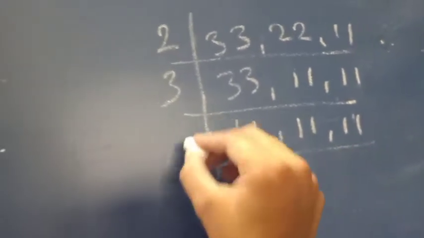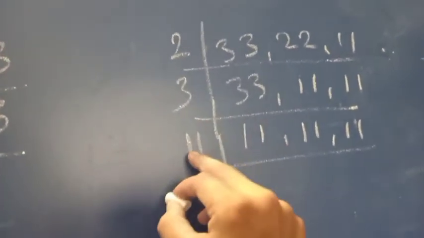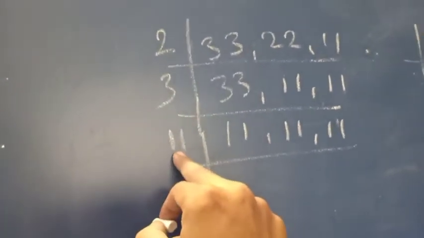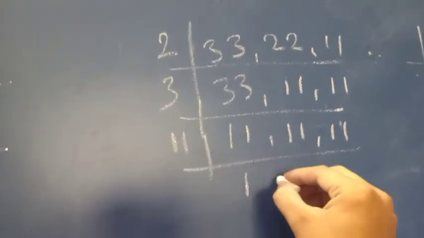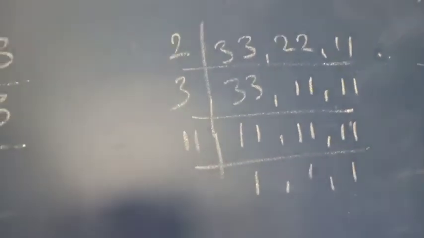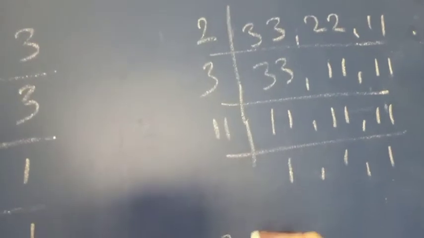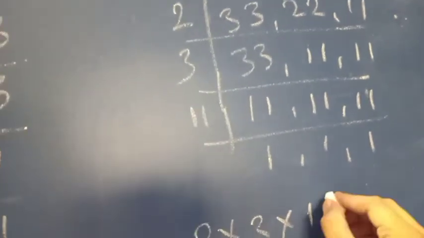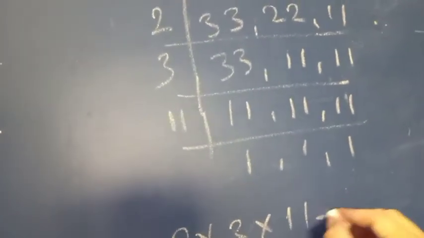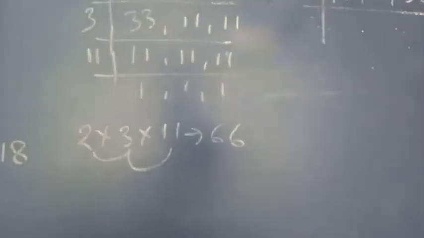नाउ वी गो विथ 11, बिकॉज 11 इज द प्राइम नंबर. 11 1 जा 11, 11 1 जा 11 and 11 1 जा 11. Now what we will get, the factor 2 into 3 into 11. So 2 into 3 is 6, and 6 into 11 is 66. Now we have to find the LCM here, 66.